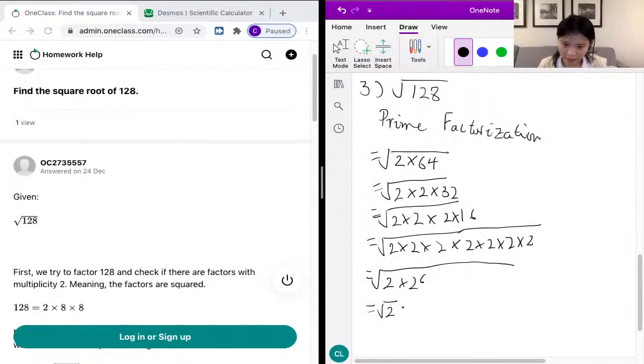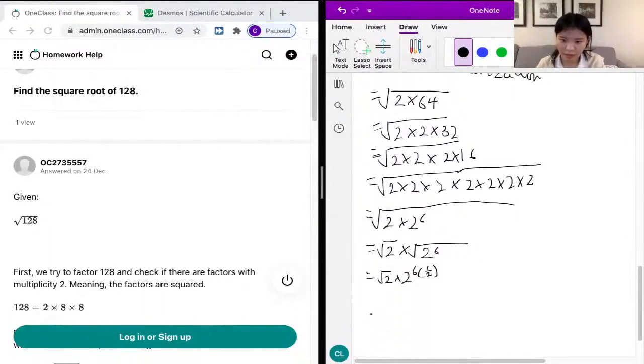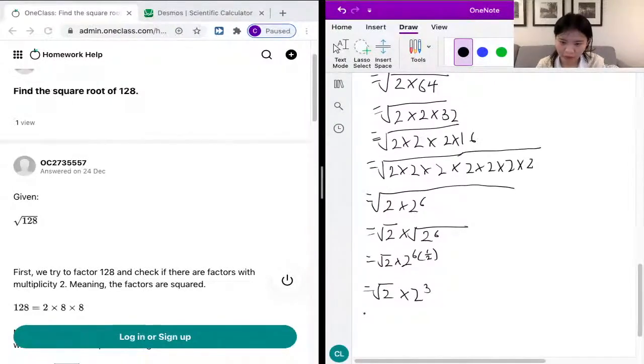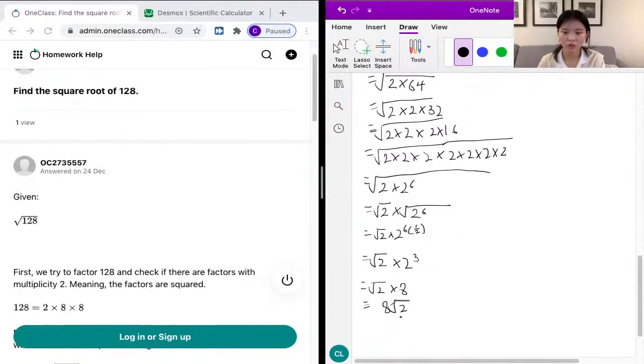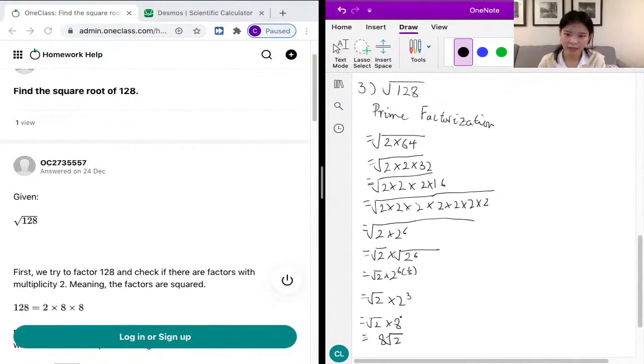And we can just split the terms, and we know that the square root is also the power of 1/2. So we know that these two expressions are equivalent, and that 6 times 1/2 is 3, and 2 cubed is 2 times 2 times 2, which is 8. So we have root 2 times 8, or 8 root 2. So the square root of 128 is 8 root 2, because 128 is not a perfect square.